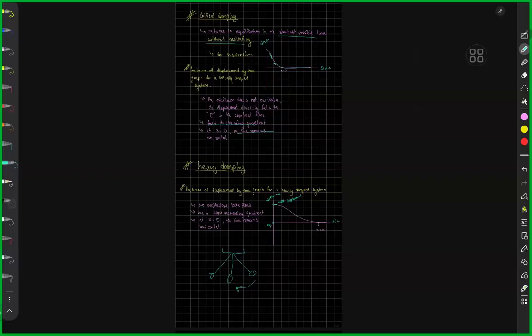Oh, so it takes a longer time in heavy damping to return to equilibrium. Yeah, exactly. So that's the only difference.